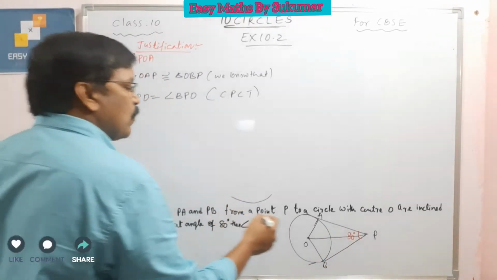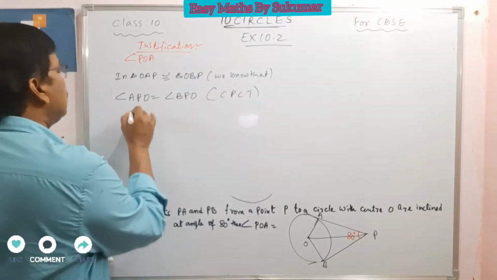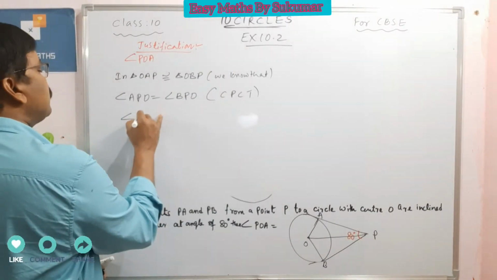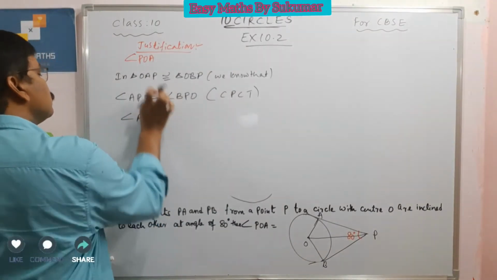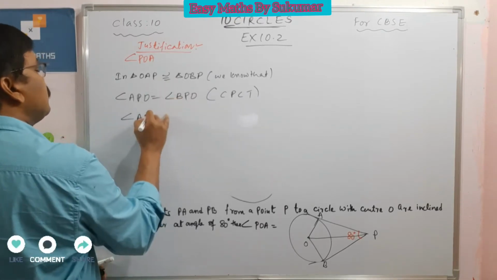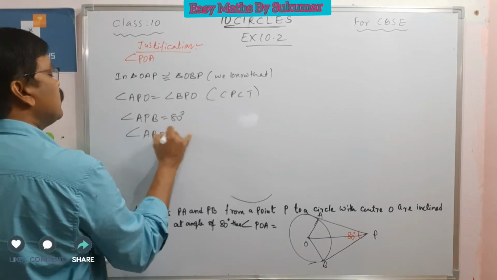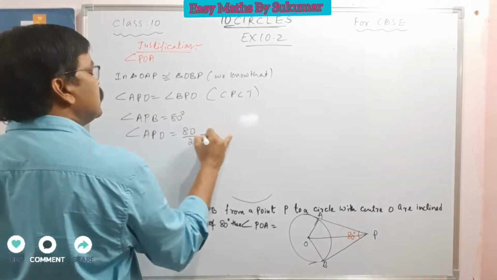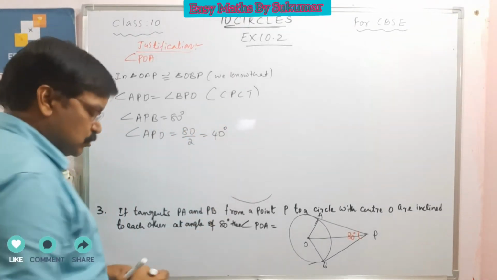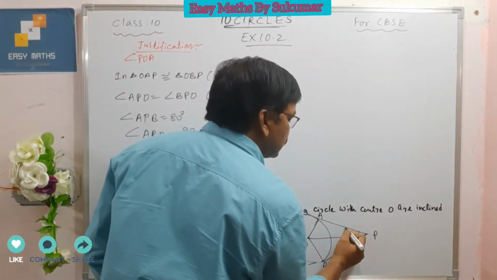That means, what about this angle APB? Actually, angle APB is equal to 80 degrees. So what about angle APO, students? 80 by 2, that is 40 degrees. So my dear students, this angle is 40 degrees.